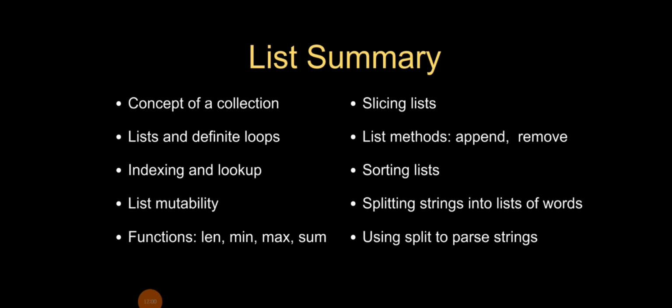So here we have seen the concept of collections, lists and definite loops, indexing and lookup, list mutability, functions called len, min, max and sum, slicing, list methods called append and remove, sorting a list, splitting a string into a list of words using split. We can concatenate two lists by using the plus operator. So we can also print the repetition of the list. The list elements can be repeated by using the asterisk operator in Python.